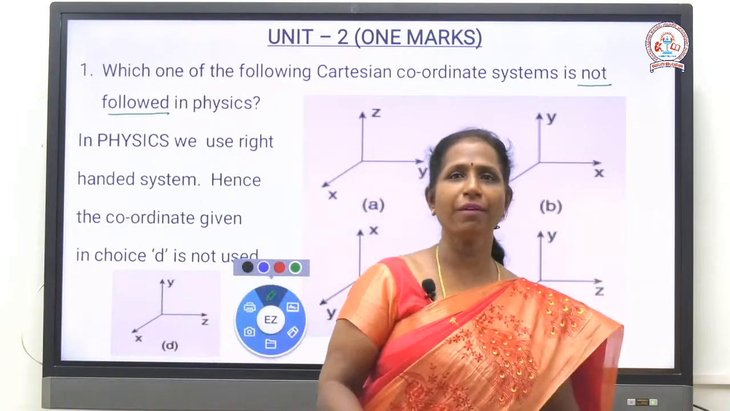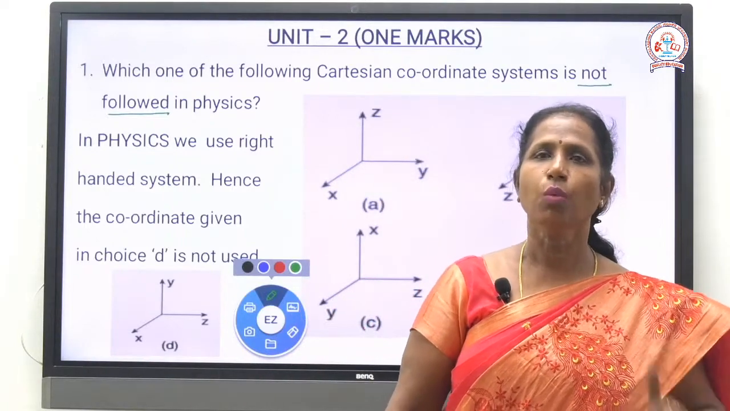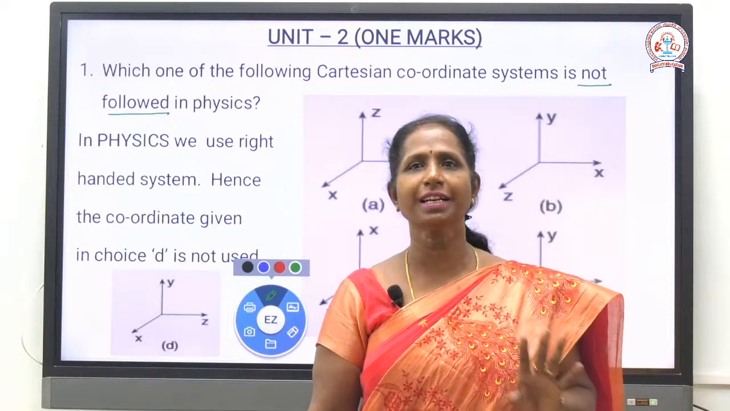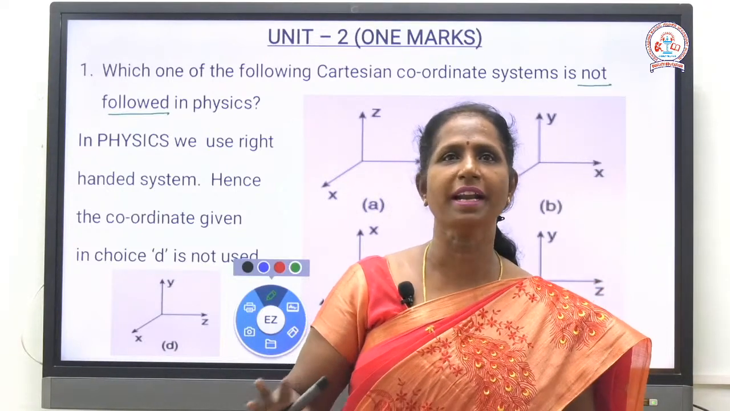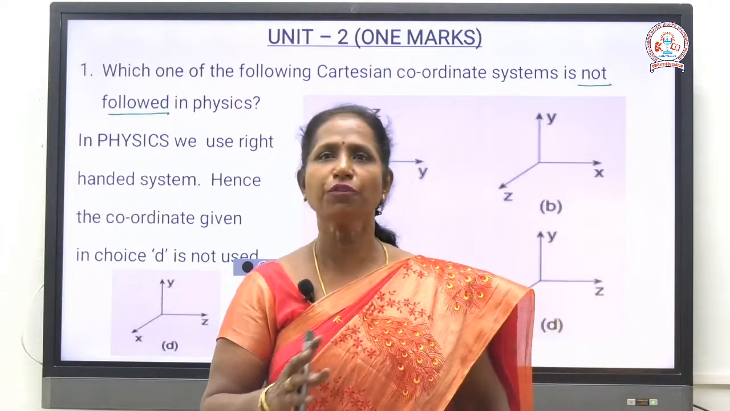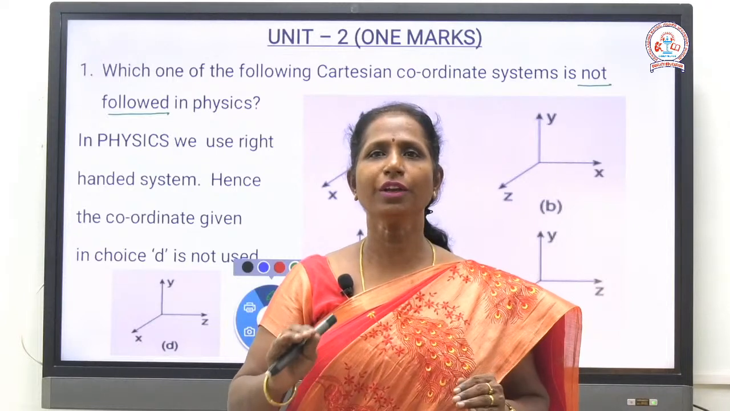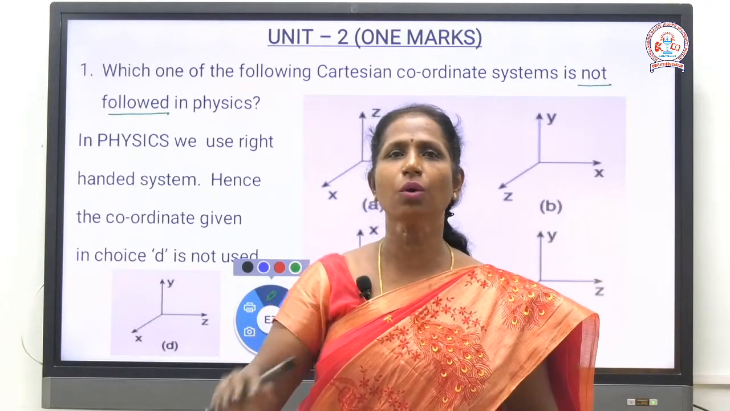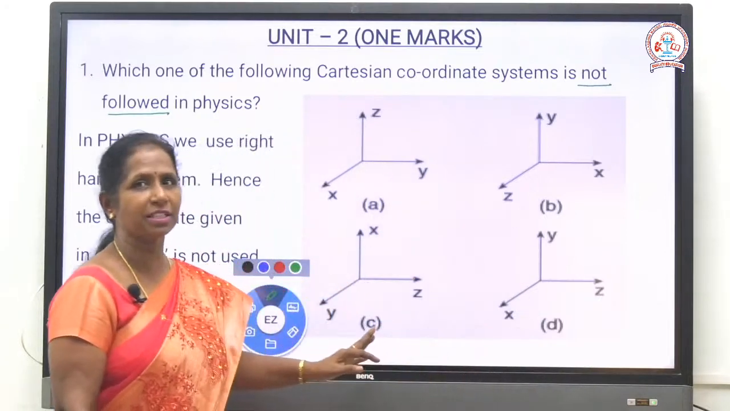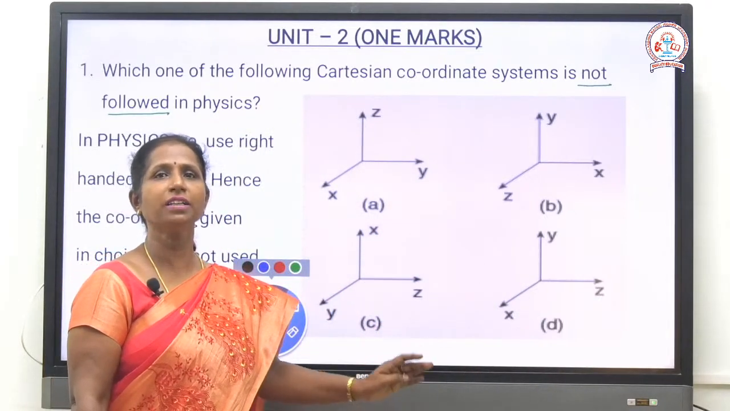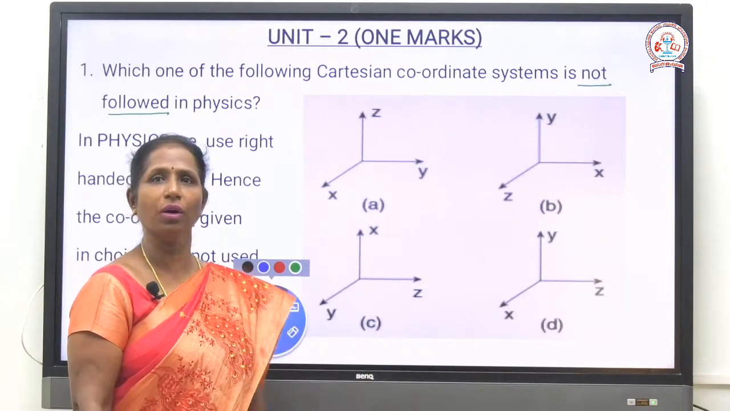Now, in general, we have two types of Cartesian coordinate system, which we have already learnt. One is the left-handed Cartesian coordinate system, another is the right-handed Cartesian coordinate system. Both can be used, but most commonly we use the right-handed Cartesian coordinate system. Out of these four, we must check which is right-handed and which is left-handed.